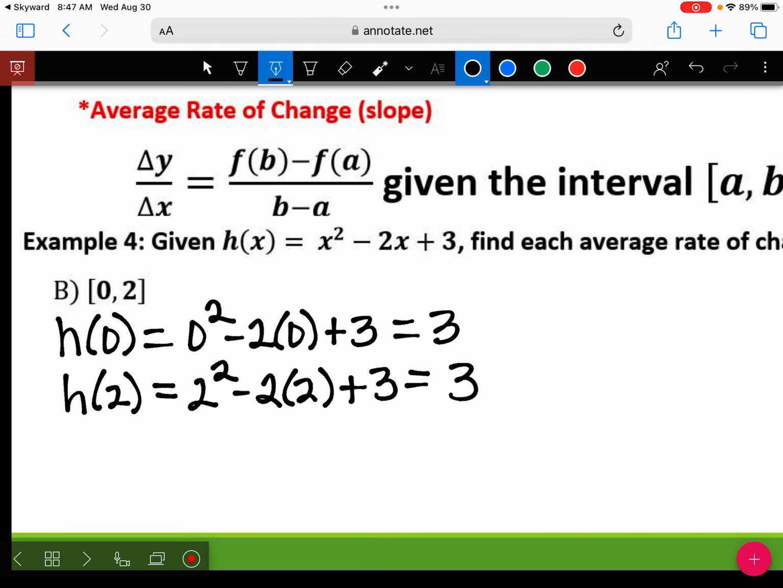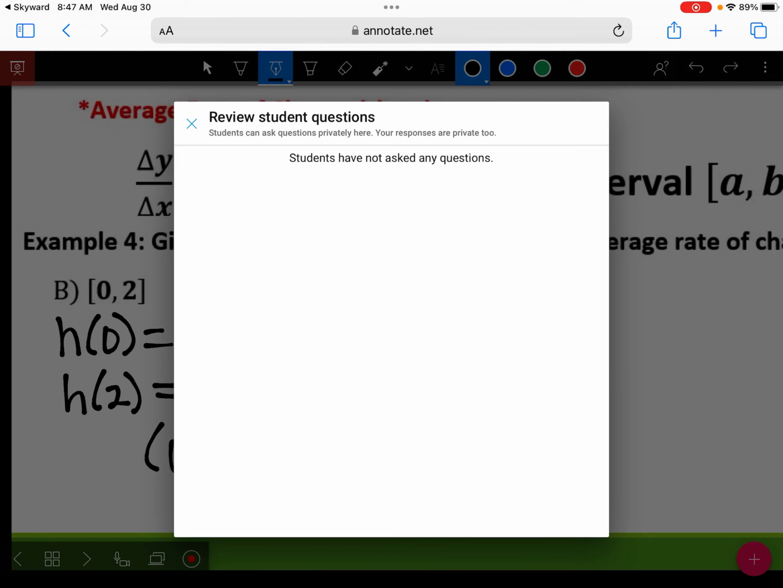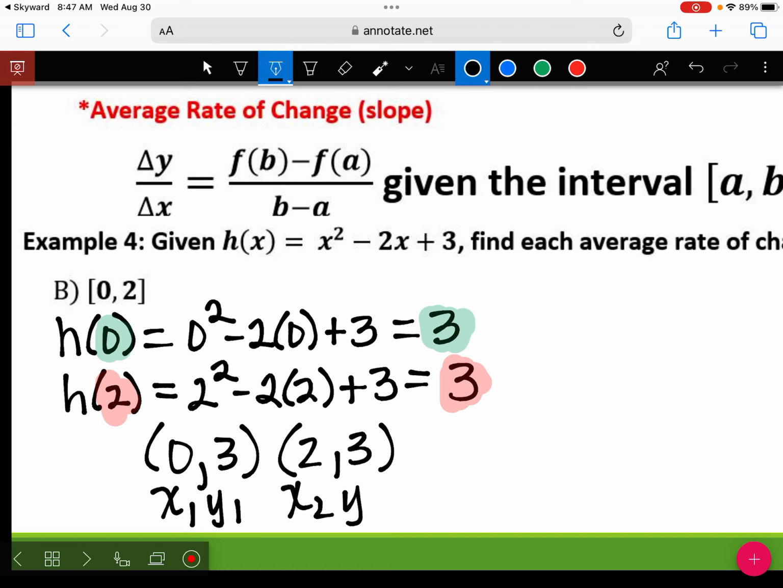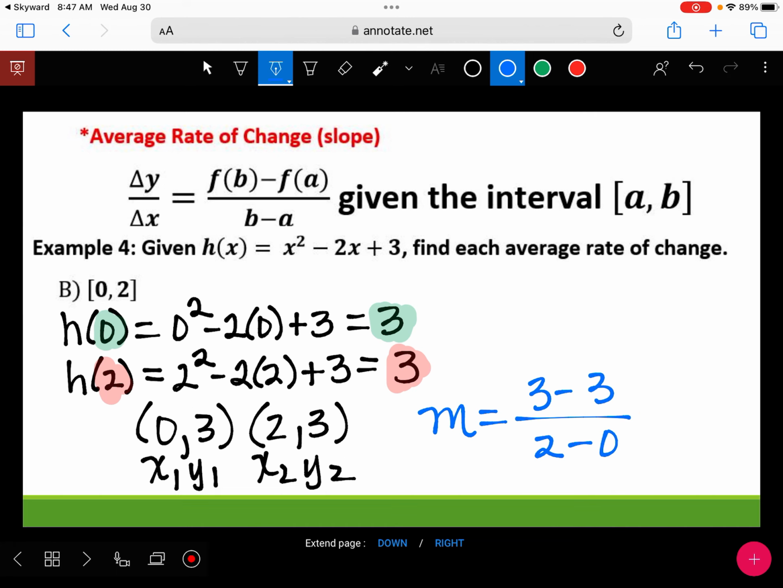All right, good. So now we're going to find our slope again. You probably already recognize what the slope is, but I'm just going to work through it. So it's 0, 3, and 2, 3. Because we figured out that when x is 0, y is 3. And when x is 2, y is also 3. So when we find our slope, the slope is going to equal 3 minus 3 divided by 2 minus 0, which is 0 over 2.